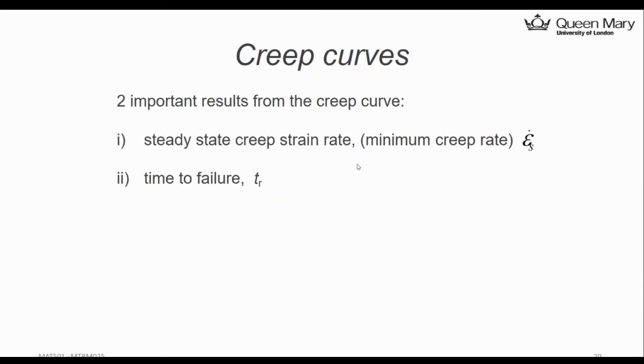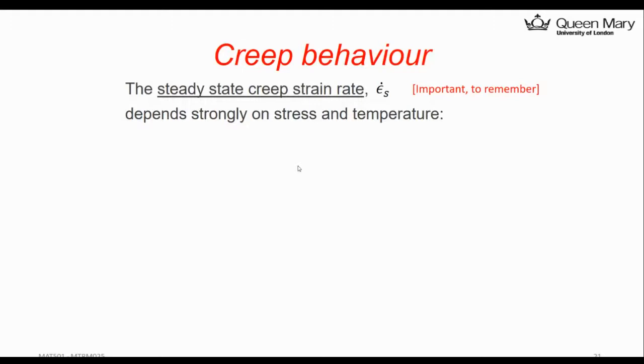The two important results from the creep curves. First thing is you need to work out the steady state creep strain rate and also work out the time to failure so that you can predict the creep life of your engineering material. Okay, let's look at some example. For example, here.